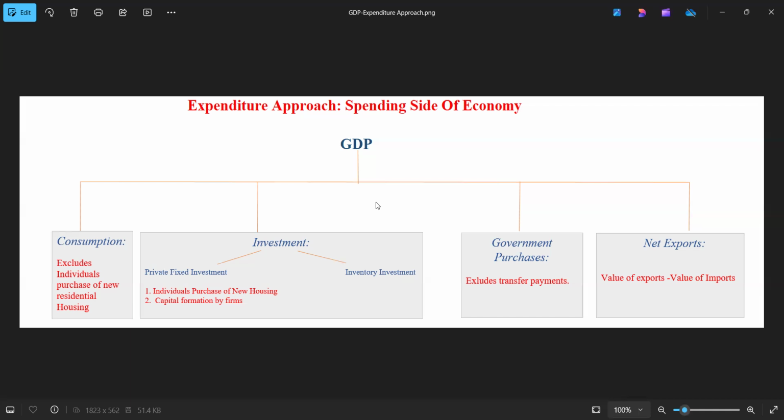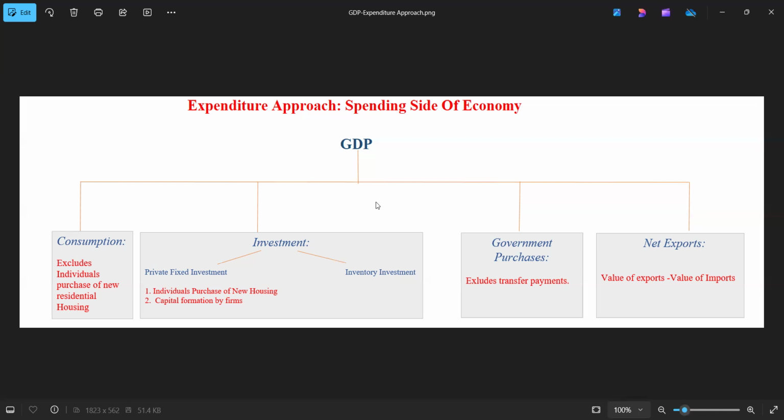So the third component of GDP is going to be government purchases. Now, this will exclude any purchases that don't add production value, which means that we will exclude transfer payments like unemployment benefits, social security, food stamps, because these don't correspond to the purchase of any goods and services. So we will not include them as a part of government purchases when computing GDP.